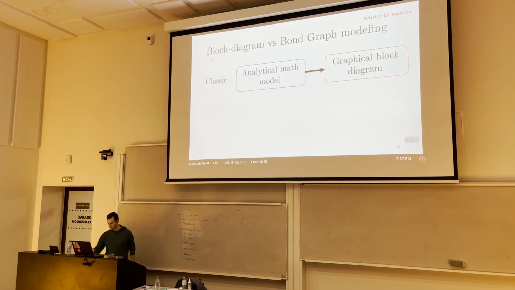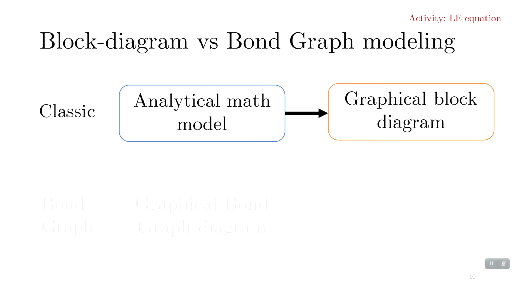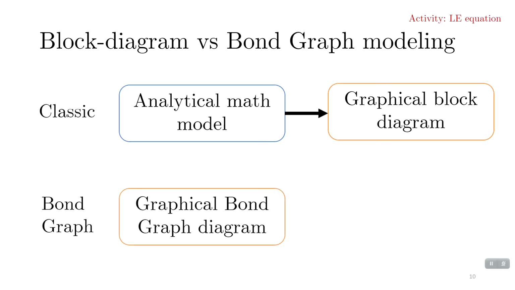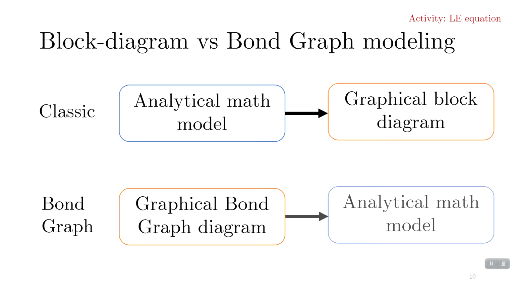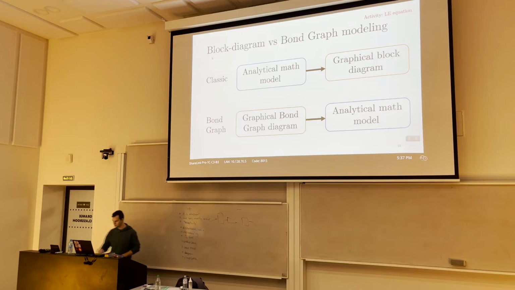But a bond graph is something different. We have rules in order to create the graphical representation first. Only then it can be used to derive an analytical model if we want. But actually, already the graphical representation can be used for simulation. It's for you to have an intuition of what is the difference between block diagrams and bond graphs.